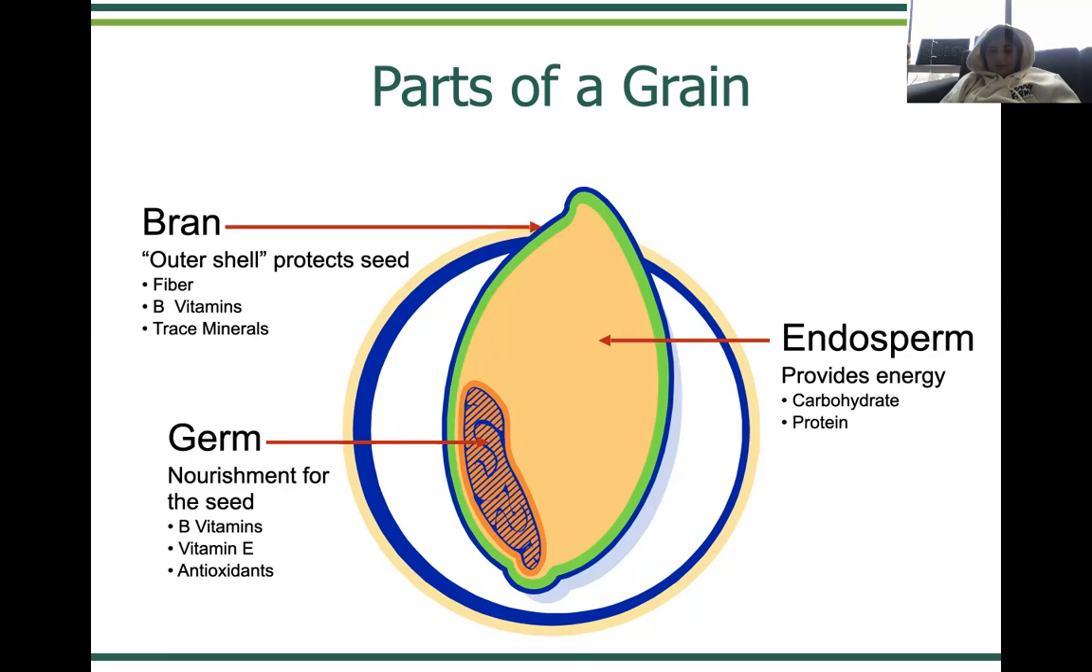There's the bran, which is the outer shell made of fiber. It protects the seed and it also has vitamins and minerals that help the plant grow. Next is the germ. This is a little package of nutrition for the baby plant. And then the endosperm is made of starch. It's super important for the plant because it provides energy and protein for the plant to grow when the seed is still under the ground and not yet exposed to sunlight.